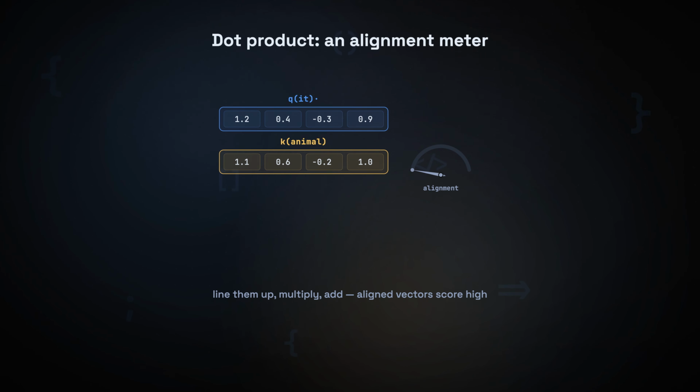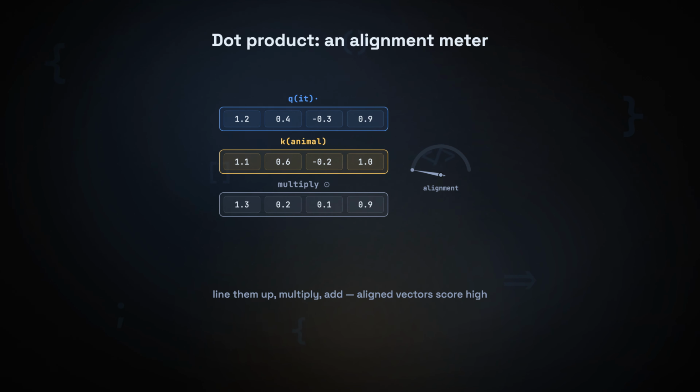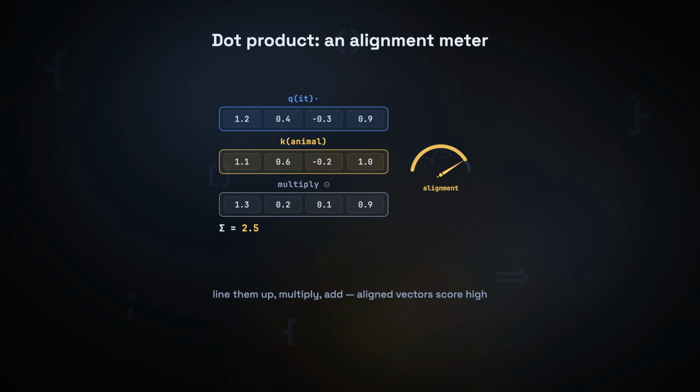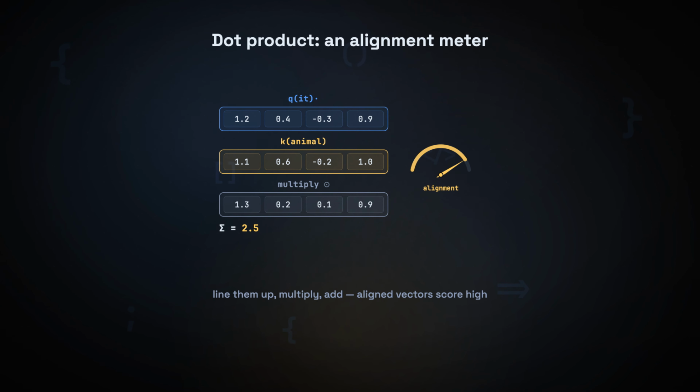Take the query of "it" and the key of "animal", two vectors. To measure how well they match, we use the dot product. Don't panic, it's simple. You line the two vectors up, multiply them component by component, and add it all up. When two vectors point the same way, the dot product is big. When they're perpendicular, it's near zero. So it is just an alignment meter.